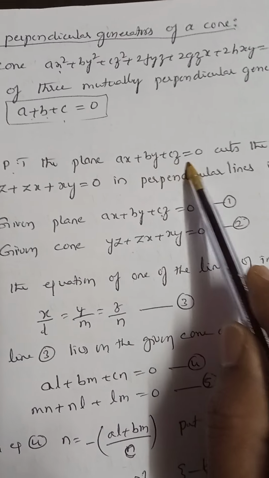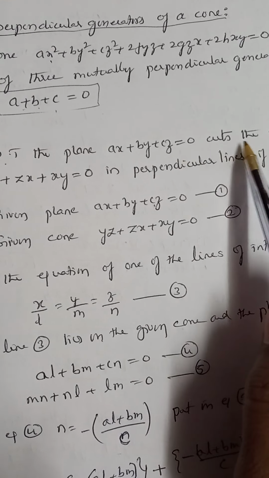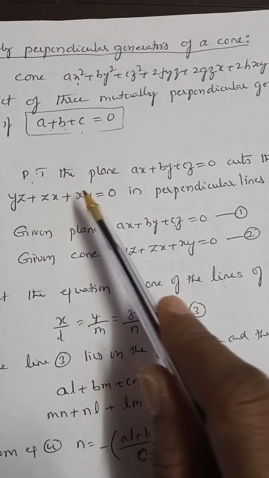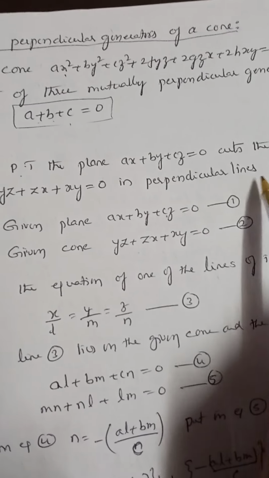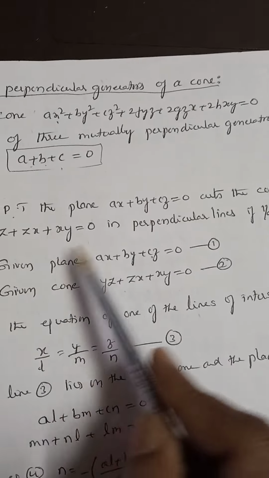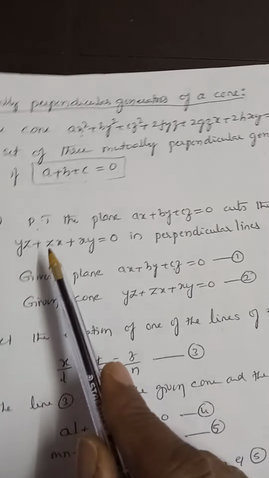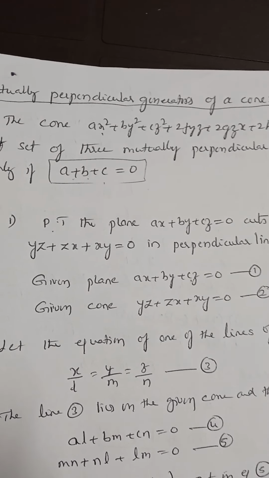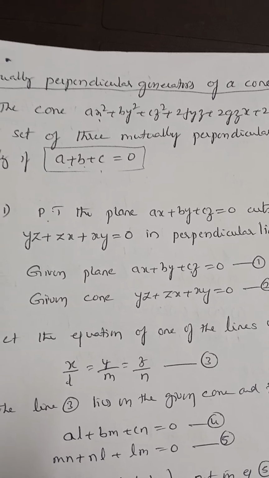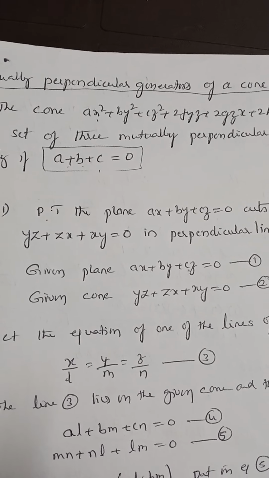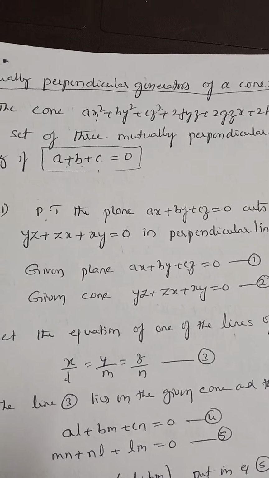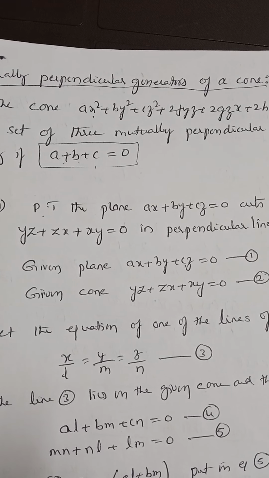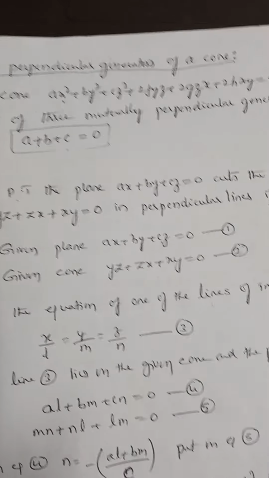Now, next one, prove that the plane ax plus by plus cz is equal to 0 cuts the cone yz plus zx plus xy is equal to 0 in perpendicular lines if this condition is satisfied. Remember. Now here the cone does not contain x square terms, y square terms and z square terms. That means coefficient of x square is 0, coefficient of y square is 0, coefficient of z square is 0. That is a plus b plus c is equal to 0. That means the given equation of the cone contains three mutually perpendicular generators, right?